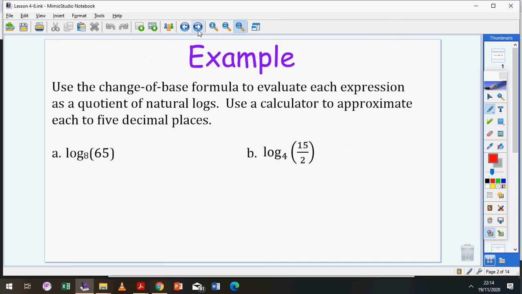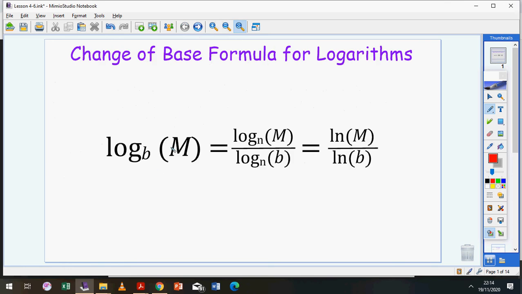Alright, let's start with this example. Using the change of base formula, evaluate each expression as a quotient of natural logs. Use a calculator to approximate each to 5 decimal places. The change of base formula says that if I have the logarithm of m to the base b, I can introduce a common base n to both the power and the base, which can just be the logarithm of that base to the power, over the logarithm of that base to the base.